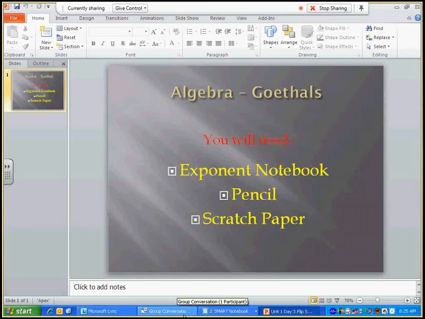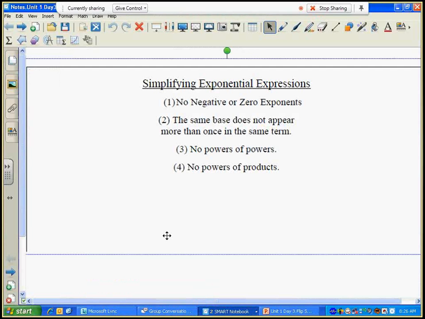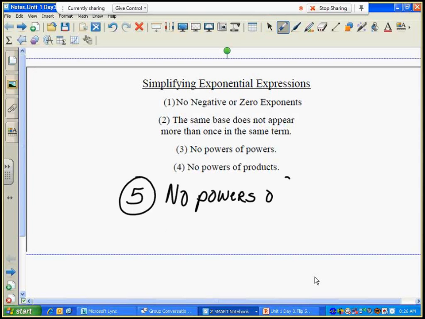Then turn in your exponent notebook to the back side of your cover page that has our 5 rules on it. Actually, we only have 4 for simplifying exponential expressions. Let's add the 5th on there. So number 5: no powers of quotients. Okay.